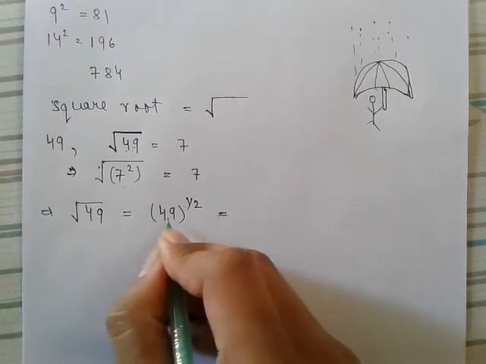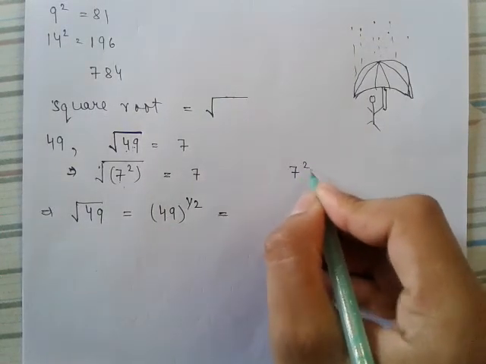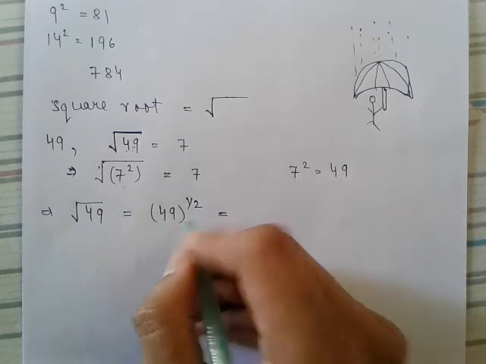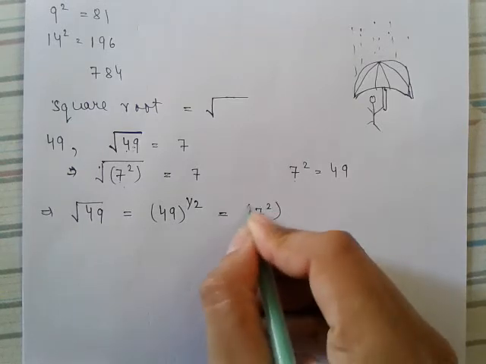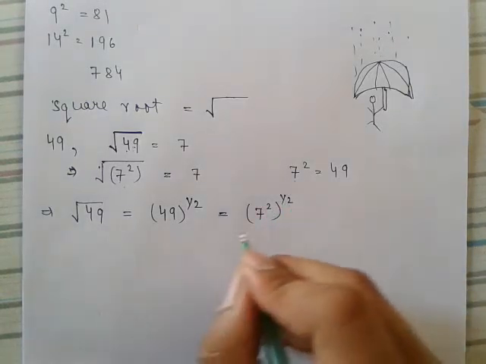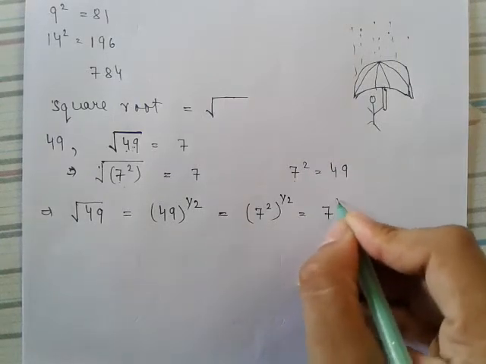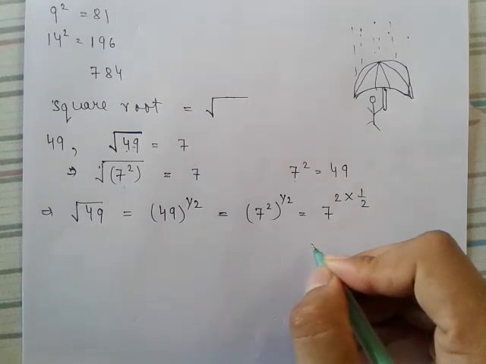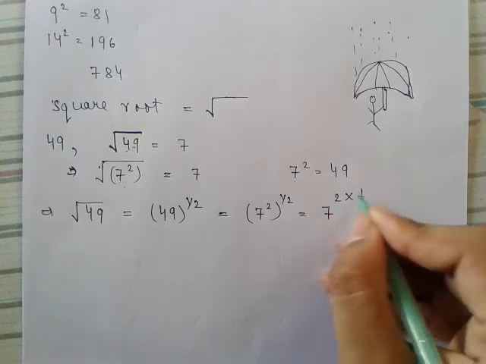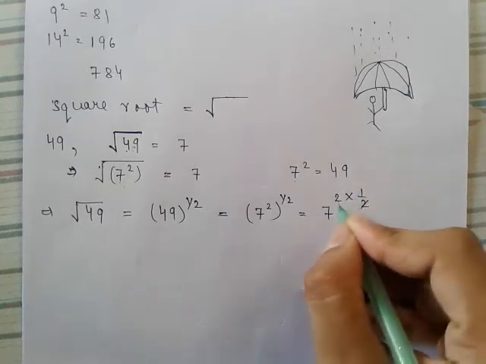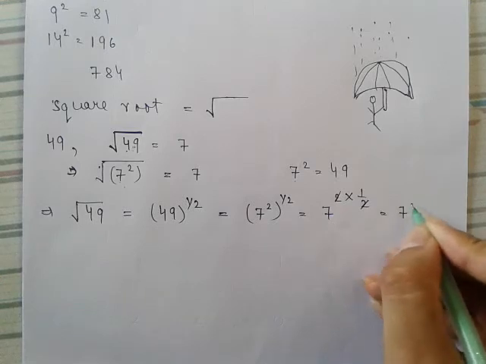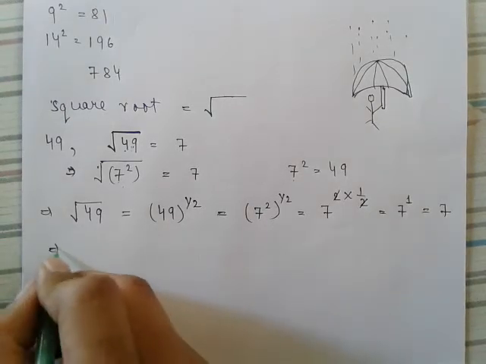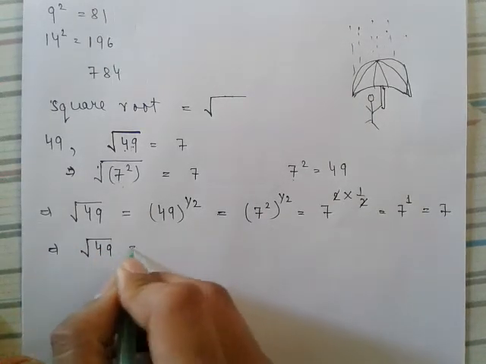Now, you already know that 7 squared is equal to 49. So write 7 squared in the place of 49. You will get 7 squared raised to 1 by 2. Now apply the law of exponents. You will get 2 multiplied by 1 by 2. You know how to solve this, so you cancel this number. What you get here is 7 raised to the power 1, which equals 7. So the square root of 49 equals 7.